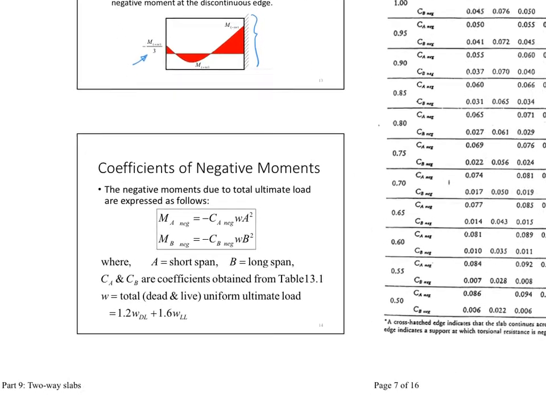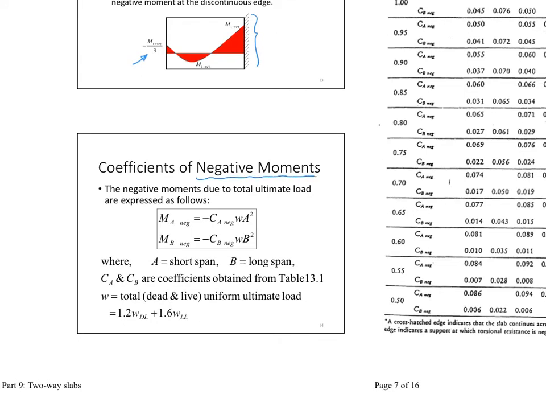If I'm looking at the negative moments, which are always at continuous edges, I'll have to calculate them based on the direction. One for the A direction, which is the short direction, one for the B direction, which is the long direction. Anytime I want to find the value of the moment, it's equal to this coefficient, A or B coefficient, times the W, times the length squared. In the negative moment in the A direction, it becomes A squared. In the B direction, which is the long, it becomes B squared.